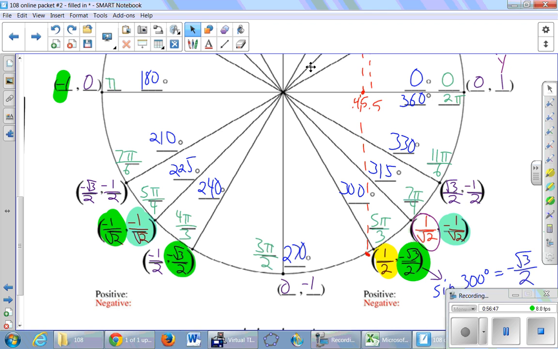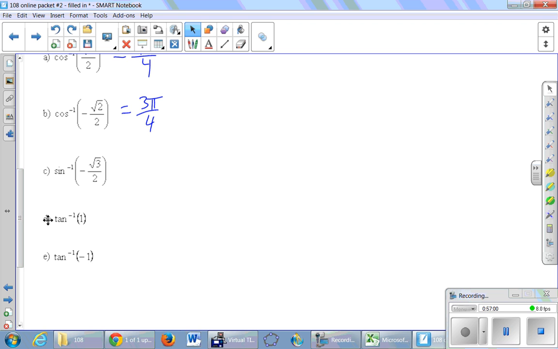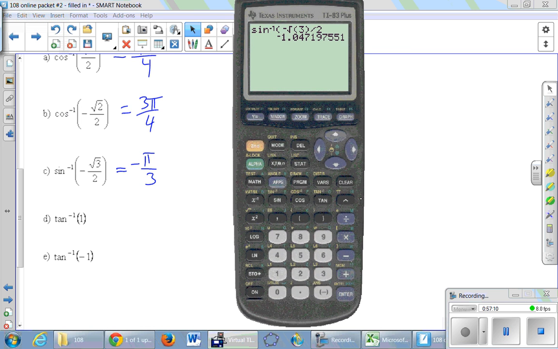So instead of going around, we want to go this way. And hopefully we can see that this is pi over 3, but going backwards. So the answer to this problem is negative pi over 3. And just to get a little bit of confirmation, if I type in negative pi over 3, hopefully we'll get something that looks familiar. So that's what the calculator was telling us.